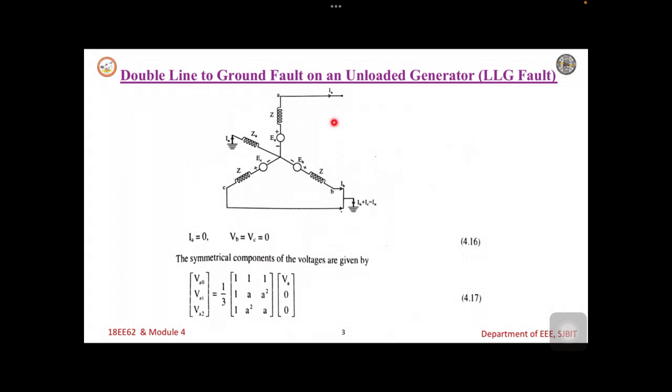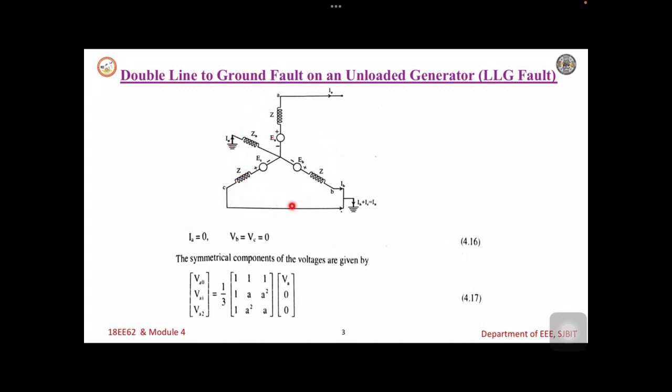So let us consider the double line to ground fault happens on the unloaded synchronous generator. Here I have drawn the equivalent circuit of the three-phase generator. This three-phase generator is under balanced condition at the time of fault, and whatever the one phase parameters, the same is there in the other two phases. Example, EAZ is there in the phase B. Here we have EBZ and ECZ, and neutral is grounded through reactance.